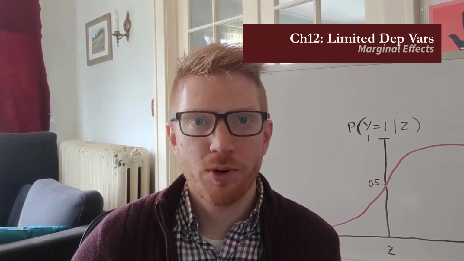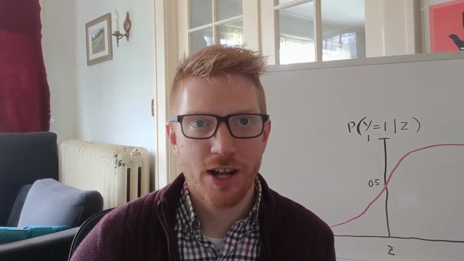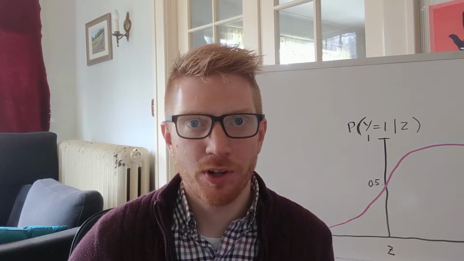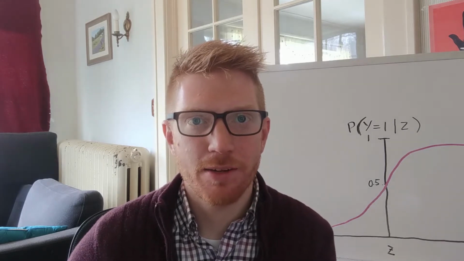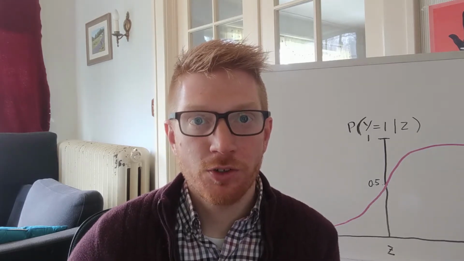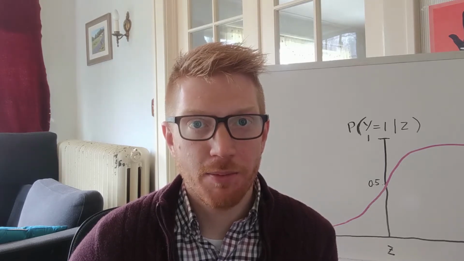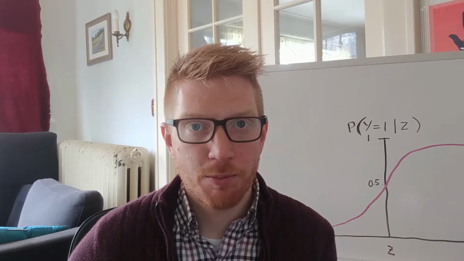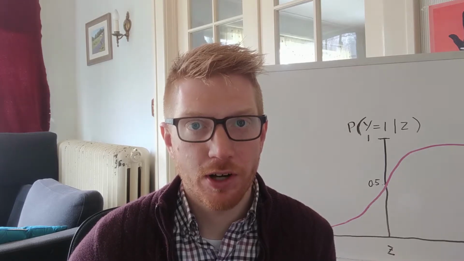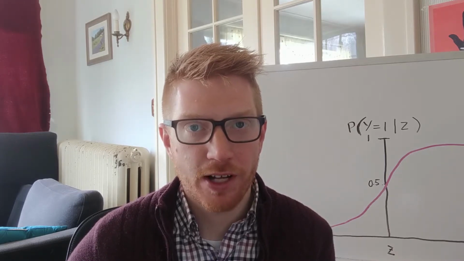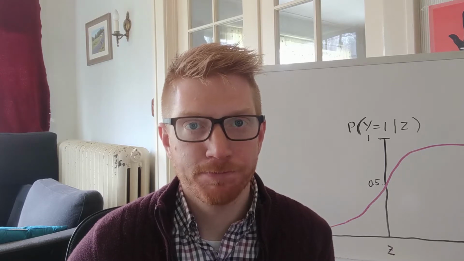Hello metric students, welcome to our second lecture on chapter 12 from Real Econometrics, looking at limited dependent variables. What I want to cover in this lecture is thinking about the marginal effects, and in particular we're going to focus on thinking through the marginal effects for a logit model.